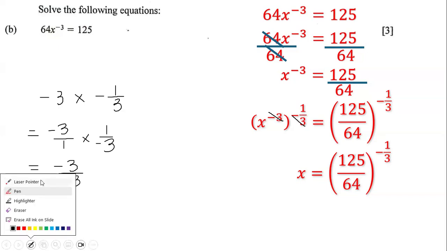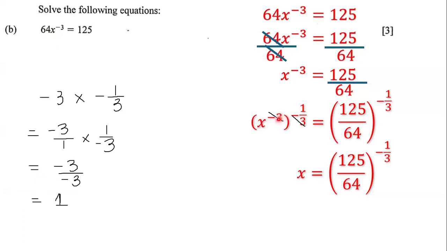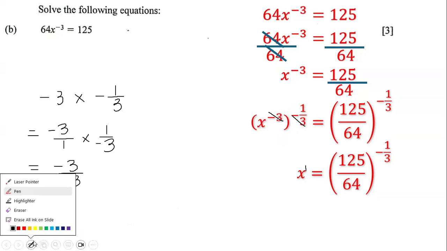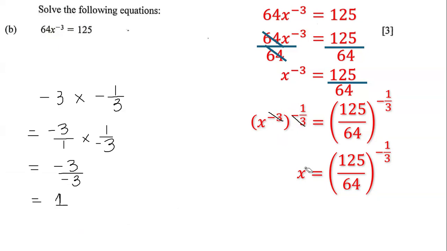That means that if we have a -3 multiplied by -1/3, well, this -3 and this -3 will cancel out each other, leaving us with just 1. And so that means that we'll have x raised to the power of 1, but x raised to the power of 1 is simply x, and so we'll just have x on the left-hand side.